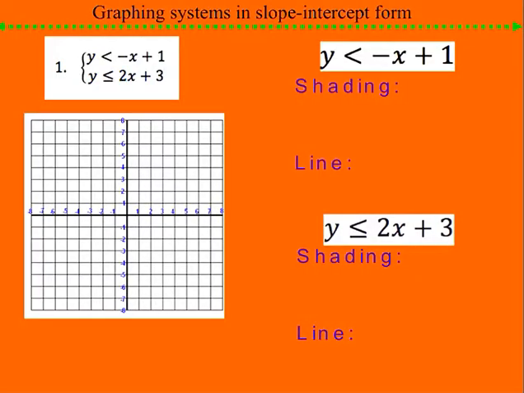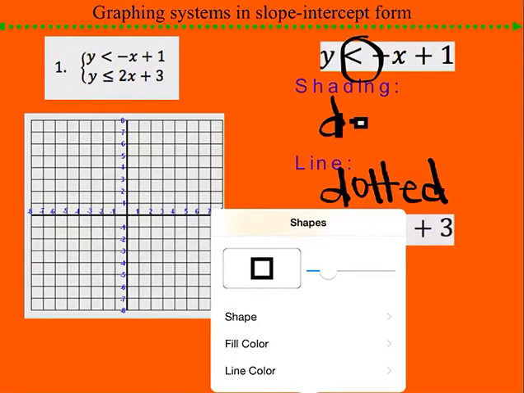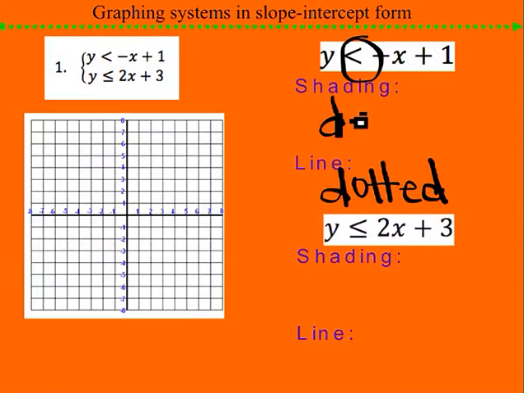We need to make a couple decisions about our inequalities before we even graph. First thing I need to decide is if we're shading up or down. I notice that there's no line underneath this inequality, so I know that means my line is going to be dotted. Then I notice that the alligator is facing away from the y, which means I'm going to be shading down.